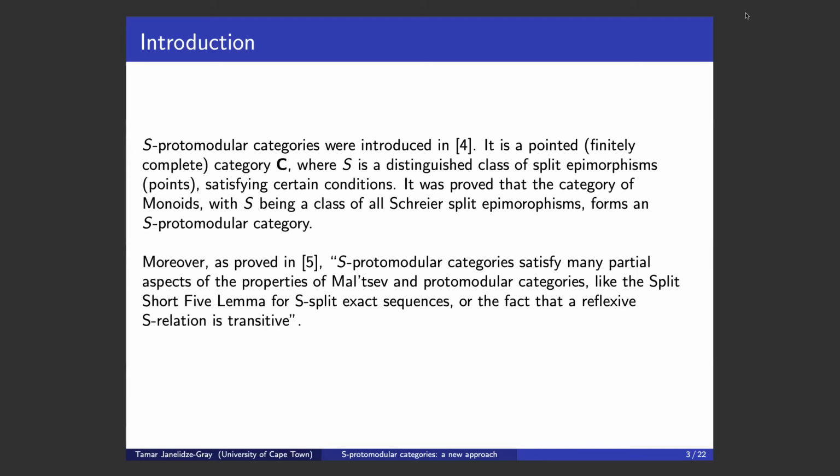Now, I'm not going into details of Maltsev categories because I'm not really going to need it in this talk, but let me just briefly mention that a category is Maltsev if every reflexive relation is transitive, which implies that every reflexive relation is an equivalence relation. So here, in the S-protomodular context, we take only those relations where, if it's reflexive, it's got a splitting where the split epis are in the class S.